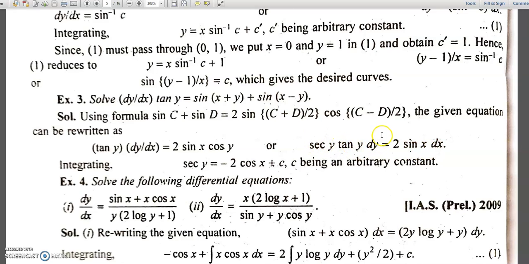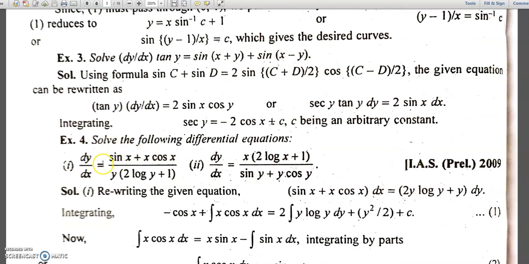Now here the variables are separated, right? In the left hand side we have only y, and in the right hand side we have only x. Now take integration on both sides. What you get? The integration of sec y tan y is sec y, right? And the integration of sin x is -cos x. So sec y = -2 cos x + c. c is an arbitrary constant, right? So this is our final answer. Now you do another problems.